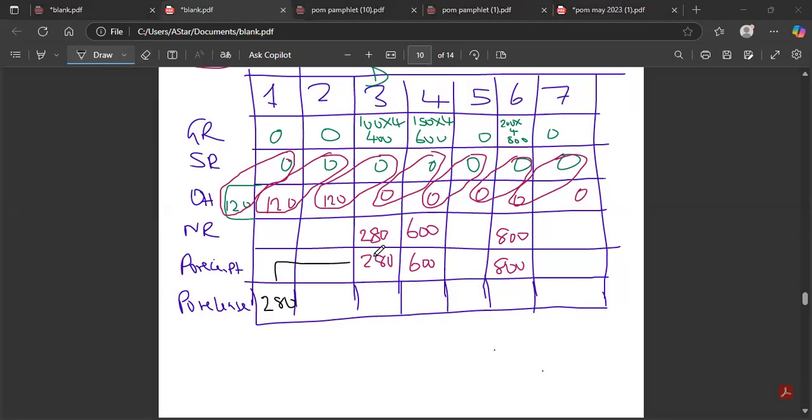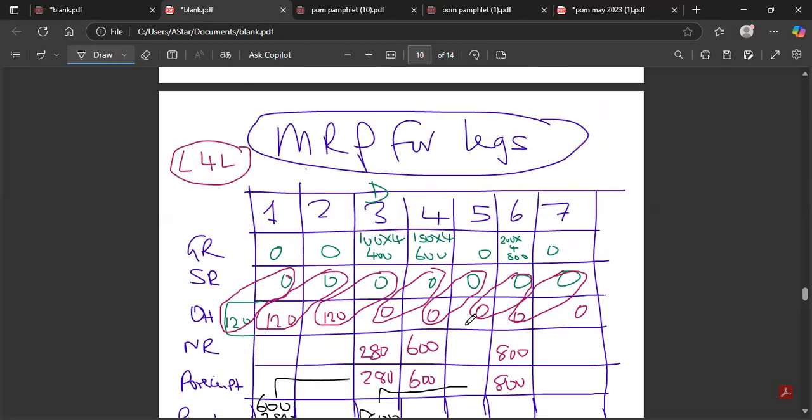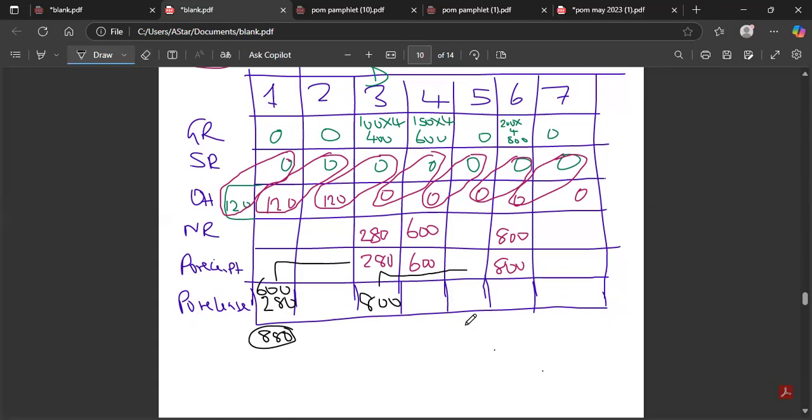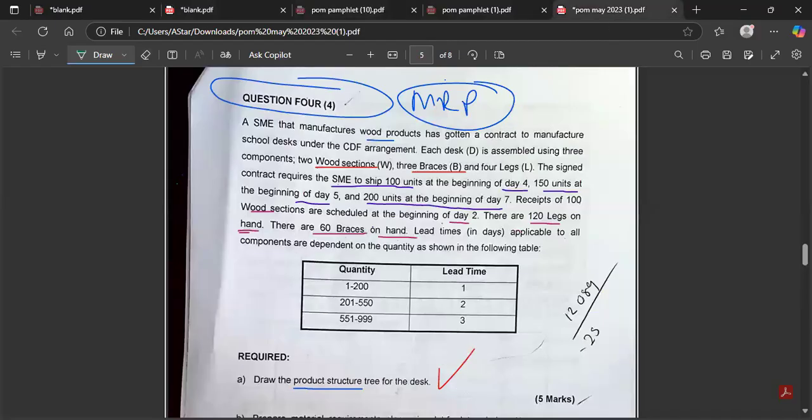So it should also come 1, 2, 3. The 600 also comes here, so the total will be 880. Then this other one, 800 should be 3, so it will come here as 800. So this is the MRP for legs, and this is what the examiner expected somebody to do. Is that clear now? So that answers this exam question.